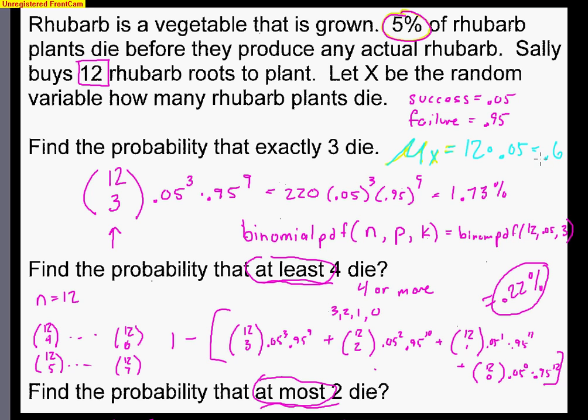So if I did 12, and then 12, and then 12, in the long run, after many simulations of 12, I'd expect 0.6 to die on average. But of course, that could vary. The standard deviation will be the square root of 12 times 0.05 times 0.95. That would be 0.7549. Actually, it rounds up to 0.7550. And that's how much it would deviate by.